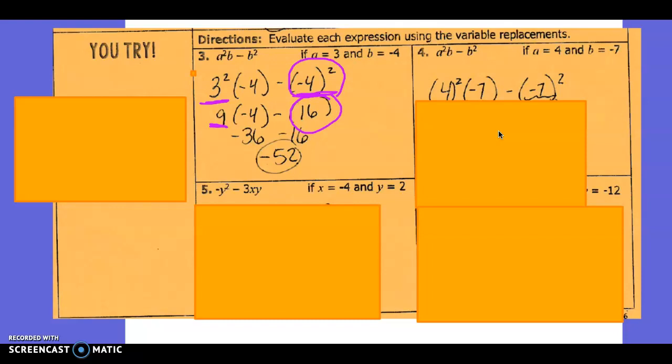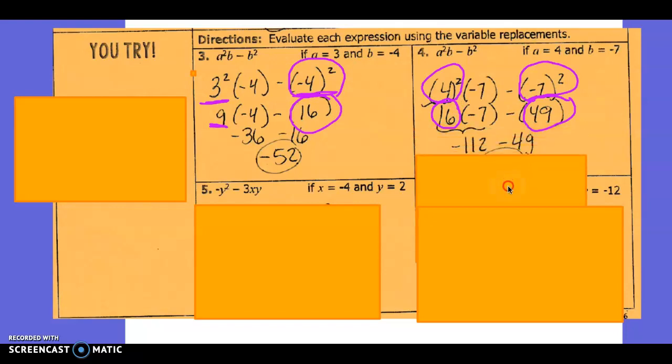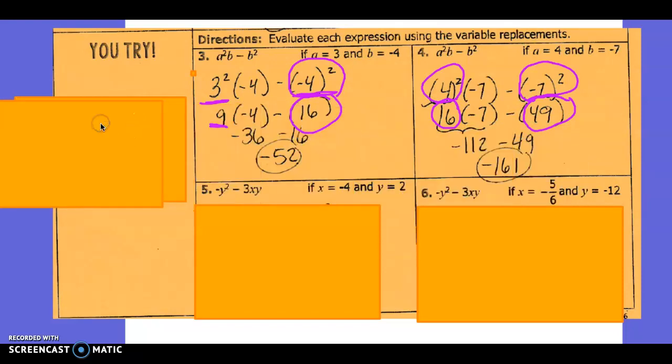Now I'm going to do my exponents. So I'm going to take 4 squared and make it 16, and negative 7 squared is a positive 49. Again, this right here means negative 7 times negative 7, which is a positive 49. And then 4 squared gave me the 16. Now I follow my order of operations. I have to multiply 16 times negative 7. You could use your calculator for that. That gives you negative 112, and then minus 49, and you can put that into your calculator. That's a negative 161.